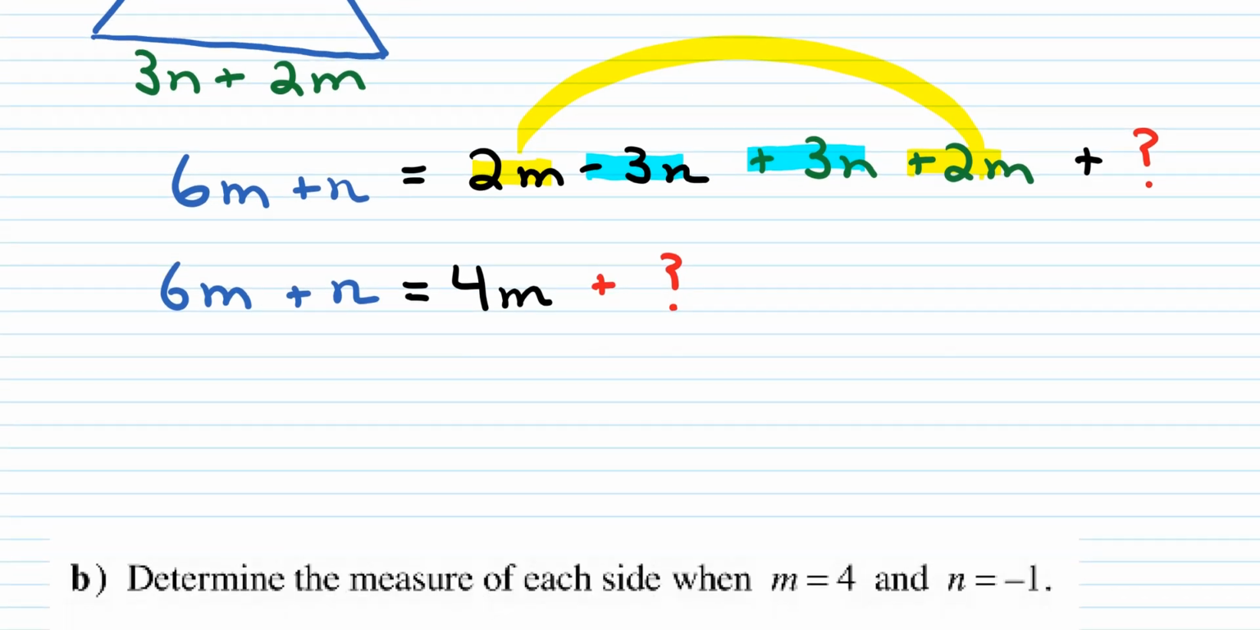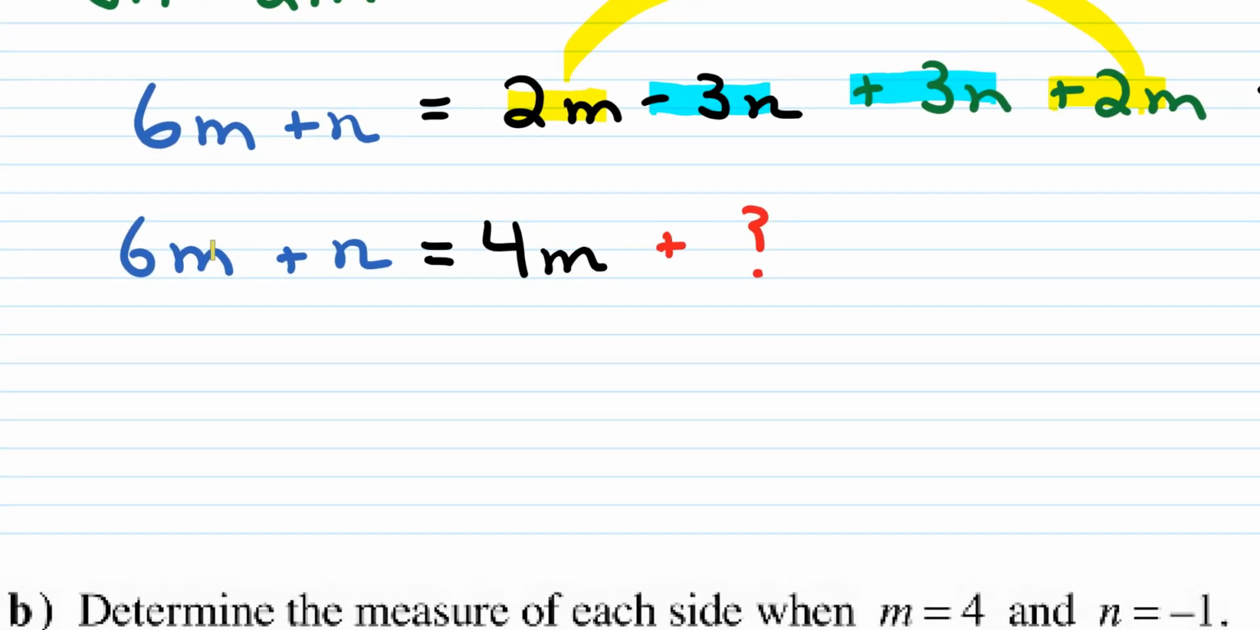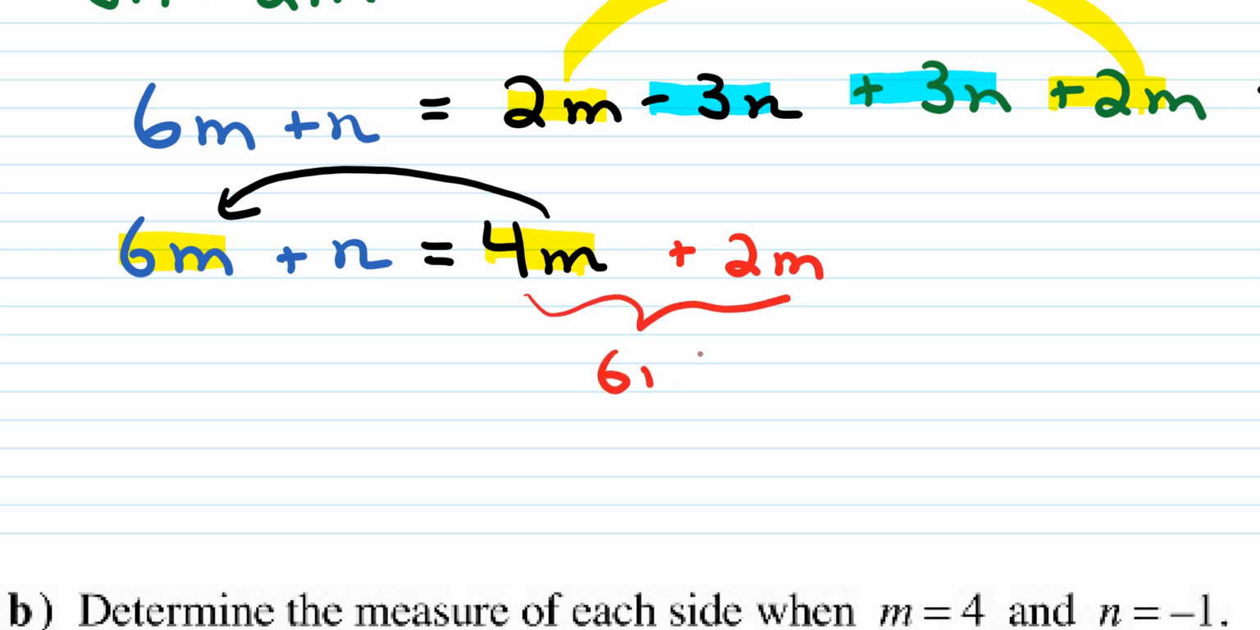Okay, so let's see if we can figure this out here. I have a 6m and there's a 4m, right? So the question is, what do I have to do to this 4m to get to a 6m? Okay, well, I need to add an additional 2 more m variables, so I need a 2m. So this right here will give me the 6m, right?